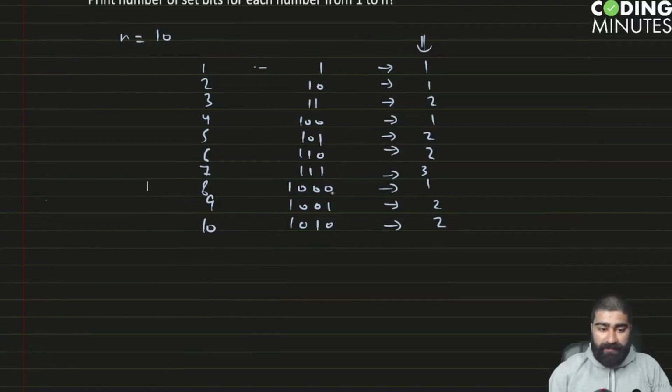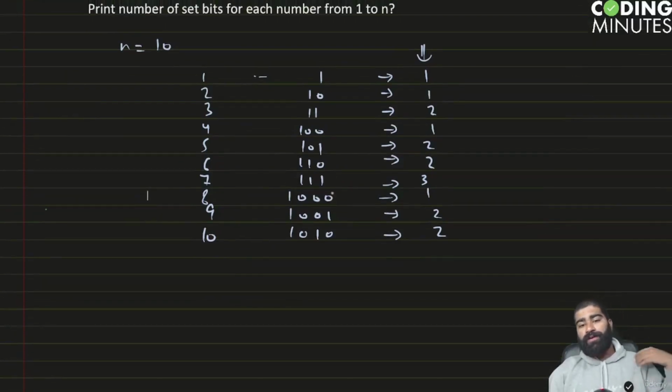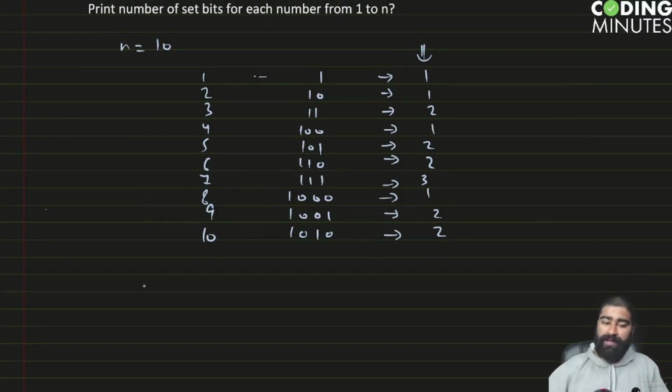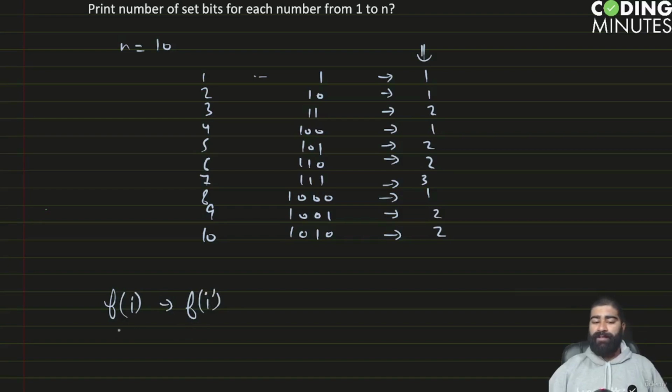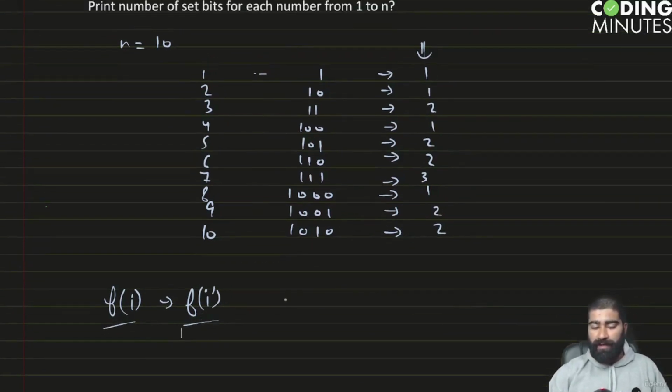How can we achieve the O of n complexity in this case? For that you need to figure out a recursive solution, right? Because we know that if I'm able to find a recursive solution where f of i depends on some f of i dash, let's say, then it can easily be computed in O of n, right? There will be recursion, we'll simply memoize it and it can easily be computed, right? How can I find this particular recursive solution?